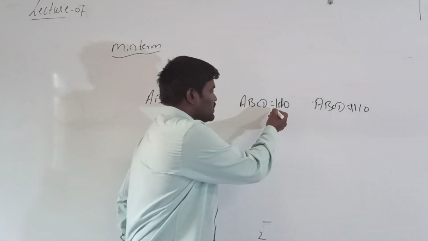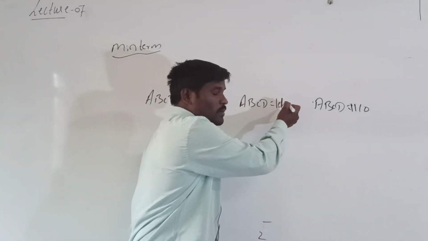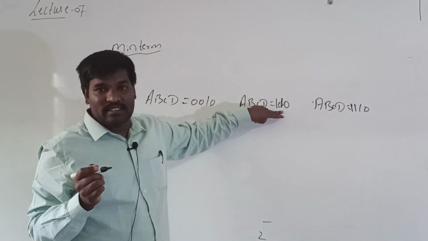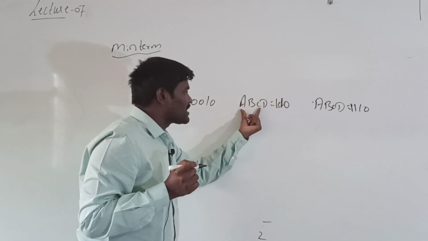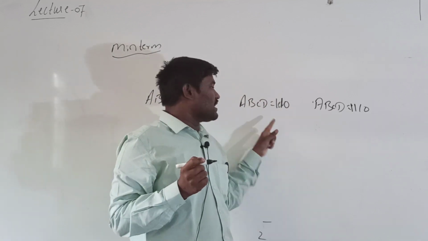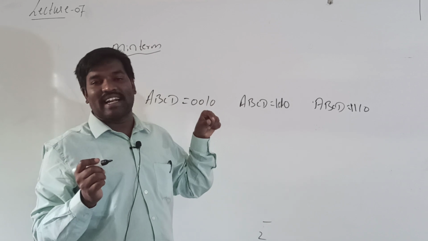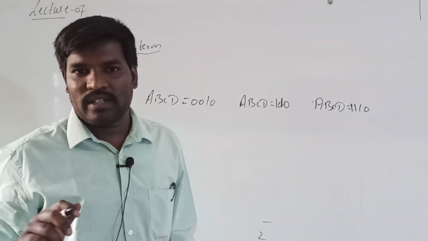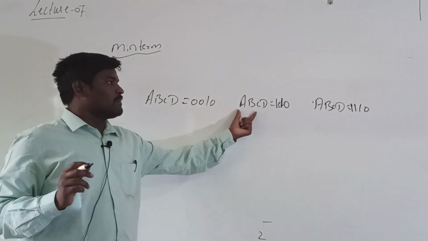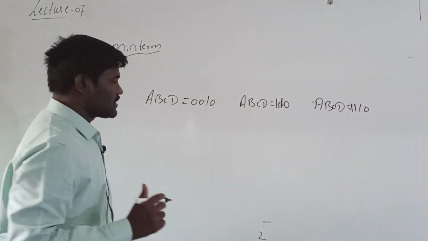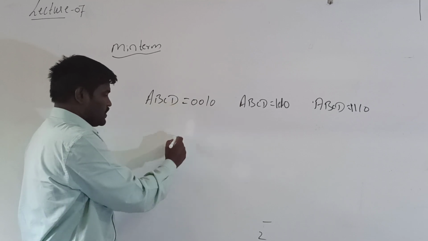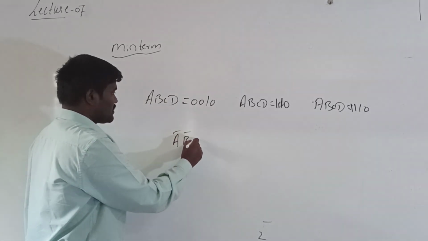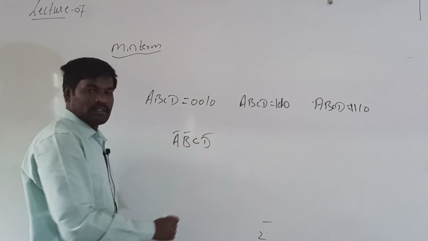ABCD is equal to 1 1 0, but here 4 variables are there and here only 3 values are. It indicates only 3 variables are present and D is absent. At the time of writing the expression, don't use D bar. Simply you can write only ABC. In the same way ABCD: see here, A value is 0, that's why it is A bar, B bar, C, D bar.